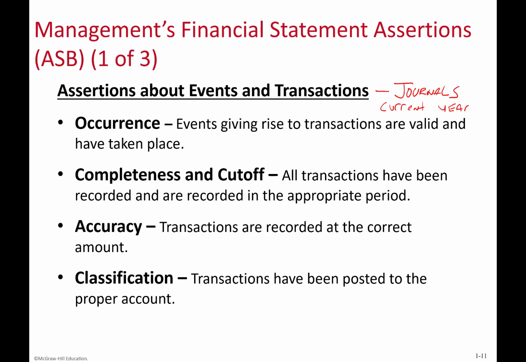So that's why I'm thinking cutoff should probably be a separate assertion, or if you're going to put it with completeness, put it with occurrence, because cutoff goes both ways, doesn't it? Is there something that happened near year end that's included in this year's financial statements that shouldn't be? Or conversely, with the completeness assertion, is there something that should have been included that was not?